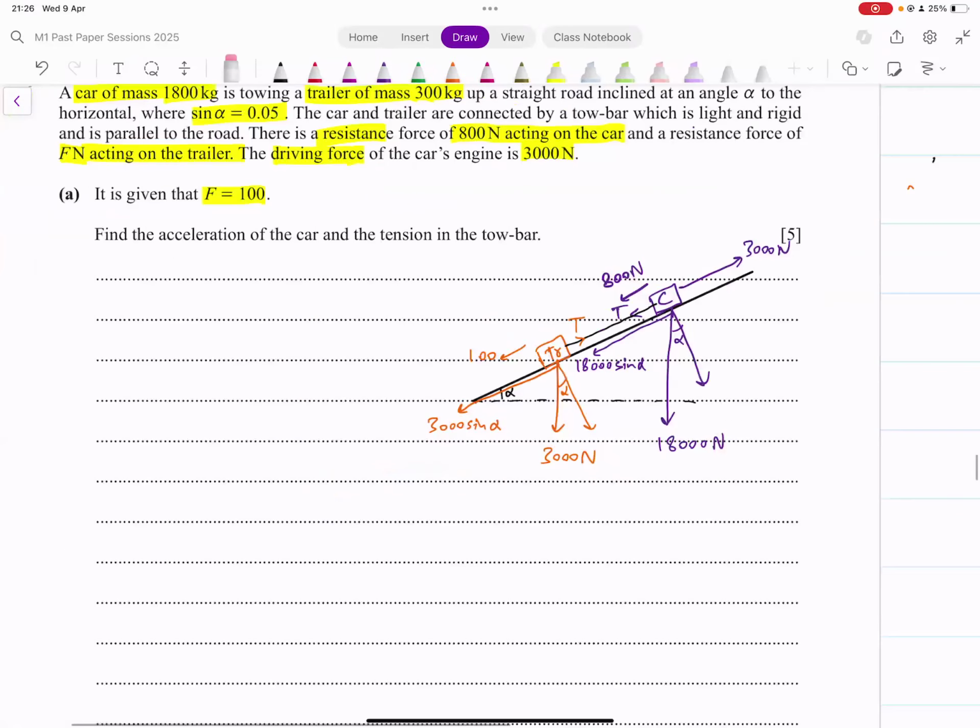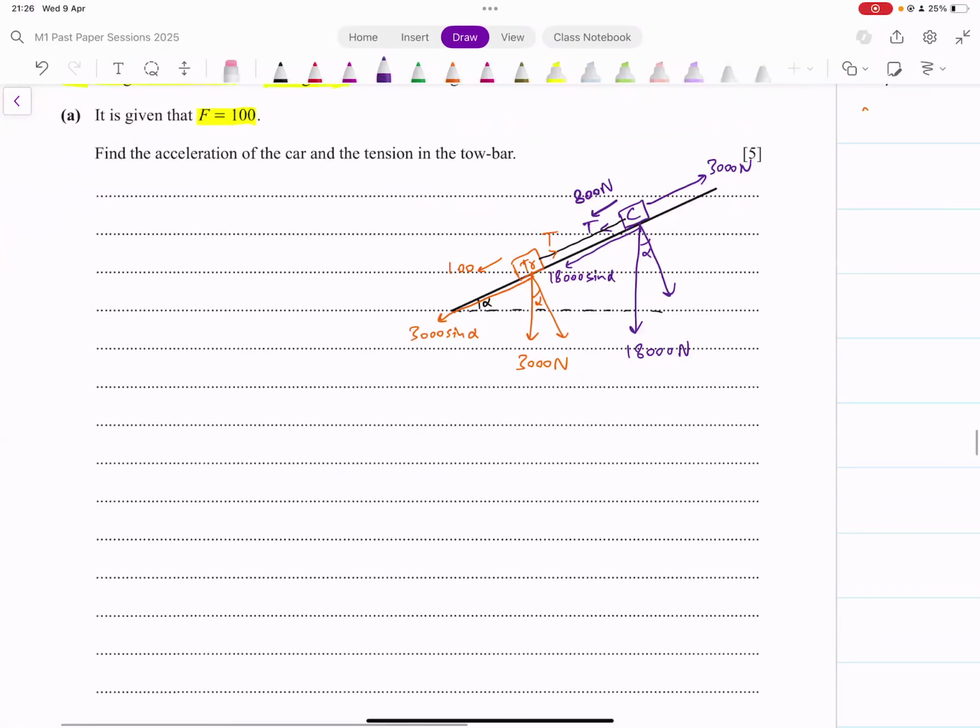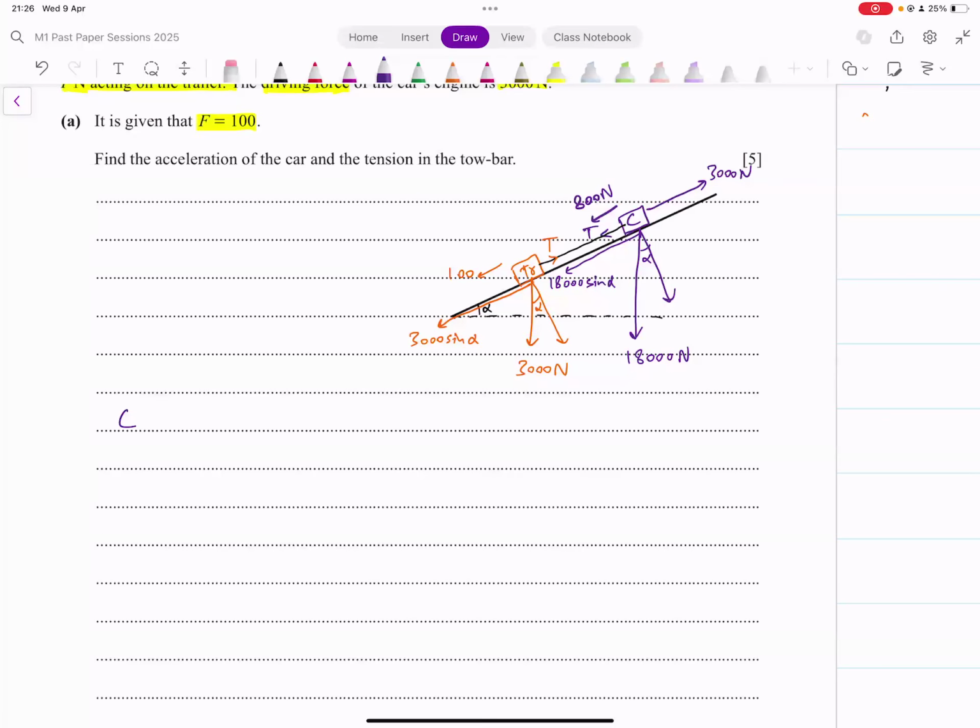So now we've got all of these forces that are acting. We apply Newton's second law of motion on both of them one by one. So we've got the car and the trailer.